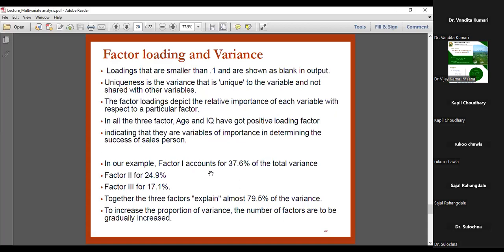So here, as I have already explained, factor 1 accounted for 37.6% of the total variance. Factor 2 was for 24.9%. Factor 3 was for 17.1%. So together, all the 3 factors explained about 79.5% of the variance. If you would like to capture more variance, what will we do? We can increase the number of factors to be taken. We assumed here only 3 factors. It can be increased to 4 and see how much variance is being captured. Then you can move to 5 and so on as per the requirement.